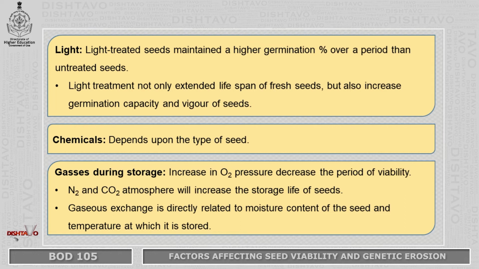Next, gases during storage. Increase in the oxygen pressure decreases the period of viability, while nitrogen and carbon dioxide will increase the storage life of the seeds. Gaseous exchange is directly related to the moisture content of the seed and the temperature at which it is stored.